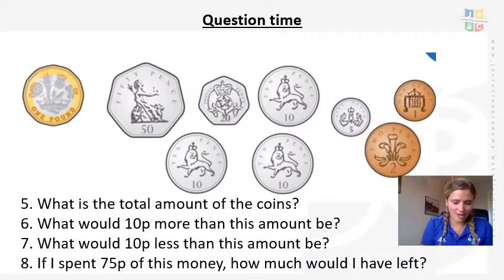Okay, now I'd like you to have a go at doing these next few questions. So this time we're looking at money and coins. First of all, I want you to tell me what the total amount of coins is. So you'll have to go and find out what the total is, what's the amount overall.